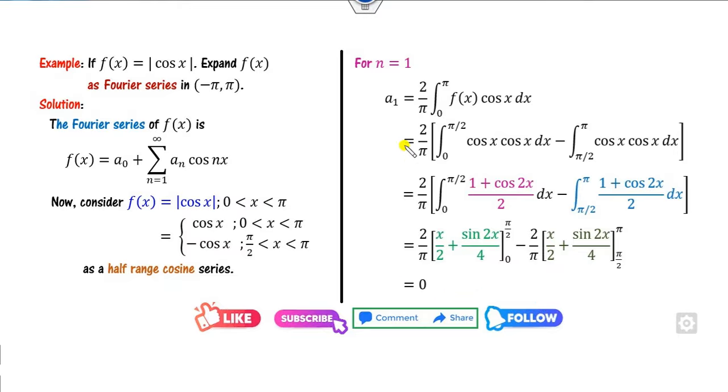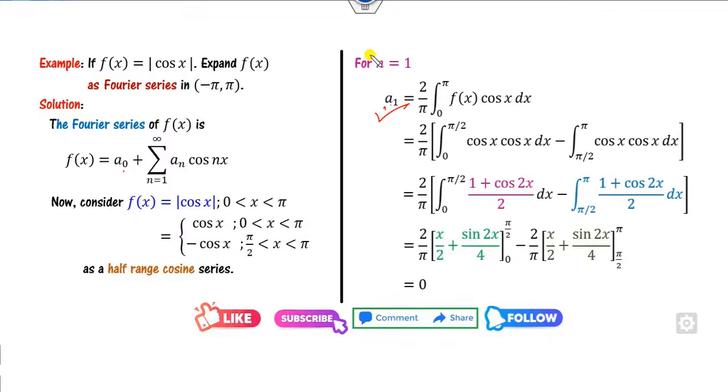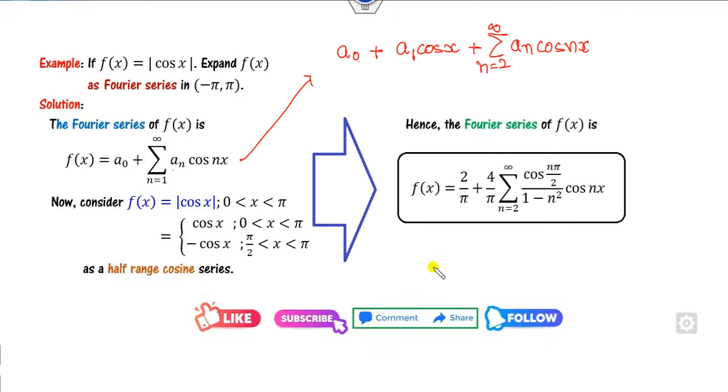Now you got the an, fine. So I can substitute the value of a1. I can write this series as a0 plus a1 cos x plus the sum for n varying from 2 to infinity of an cos nx. So a1 will be 0. So I can substitute: a0 is 2 over pi, an will be 4 over pi, and this is the required series.